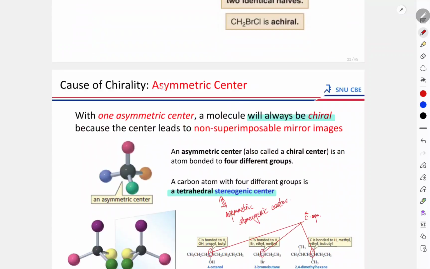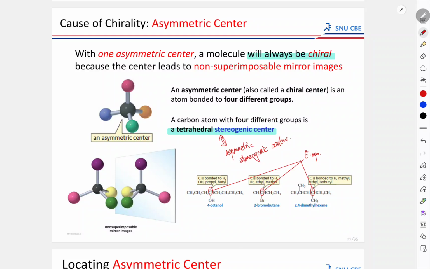Cause of chirality. Now we are defining in the slide the asymmetric center. With one asymmetric center, the molecule will always be chiral, because the fact that the molecule has a single asymmetric center will give you a non-superimposable mirror image. So take this as an example, right? And you can draw the mirror image of that. And these two never get superimposed, right? Meaning this molecule has to be chiral, right?